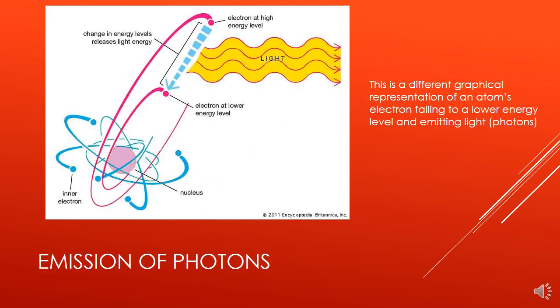So I wrote here, this is a different graphical representation of an atom's electron falling to a lower energy level and emitting light. In the lower left-hand corner of this graphic, there's the Rutherford model of the atom, central nucleus, and these electrons that are zipping around outside of it. The two larger pink ovals represent these energy levels of a specific electron. At the top, it says an electron at a high energy level, and then that falls down, and we have an electron at the lower energy level. And when it drops from the higher level to the lower level, a change in energy levels releases light energy.